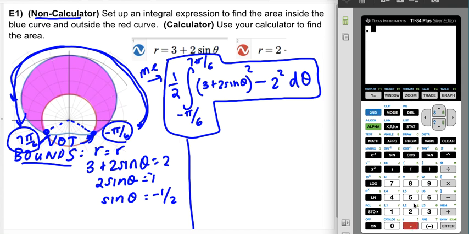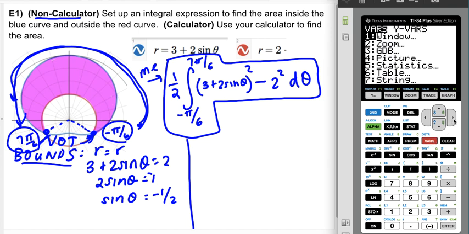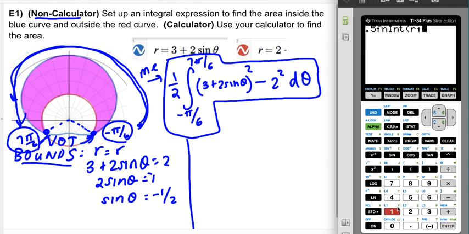So I'm going to go ahead and do 0.5, right? Math 9 to function integrate, right? And then I want vars over to y vars, and I want polar. So I want R1 squared minus, and again, if you just want to do 2 squared, that's fine because it's a 2 in this case.